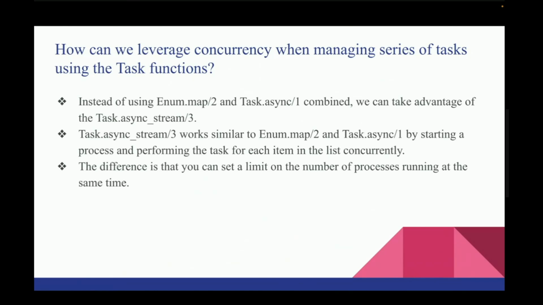Hello and welcome. This is a continuation of managing large dataset of tasks, part 2. In part 1 of this series, we talked about notifying all users. In our example, we were notifying all the million users using the combination of Enum.map and Task.async. We also saw how we can notify all the users using the combination of Enum.map and Task.start.